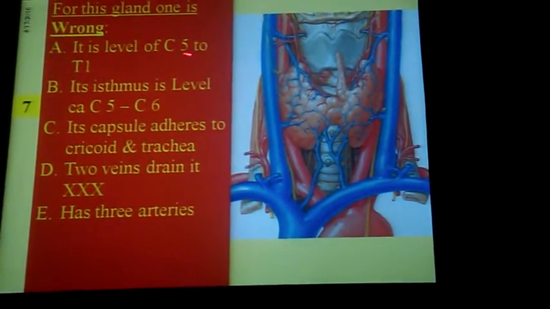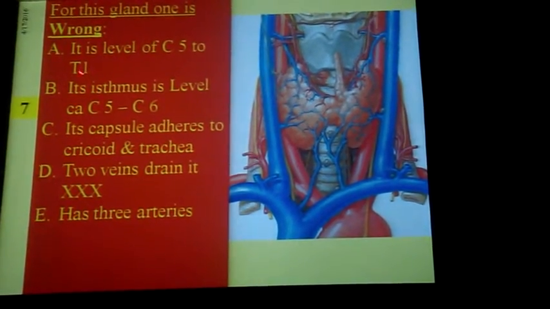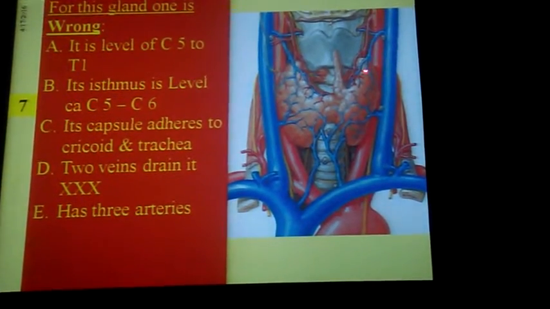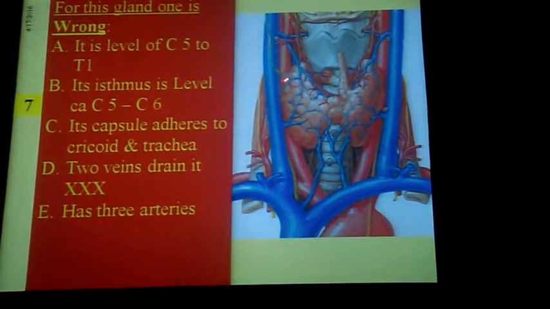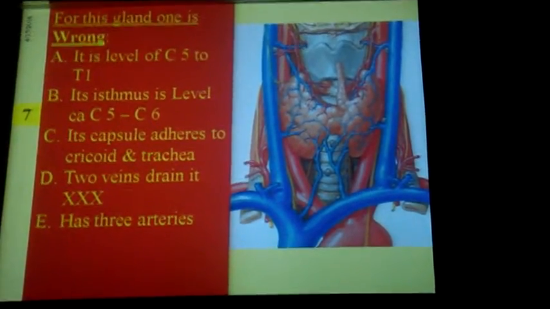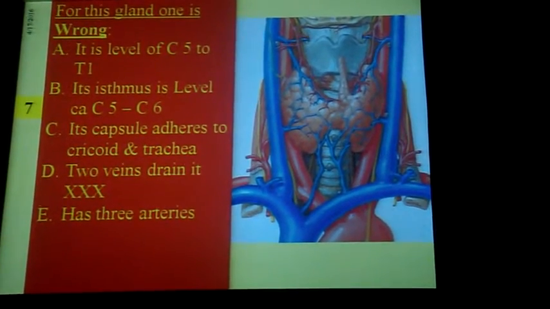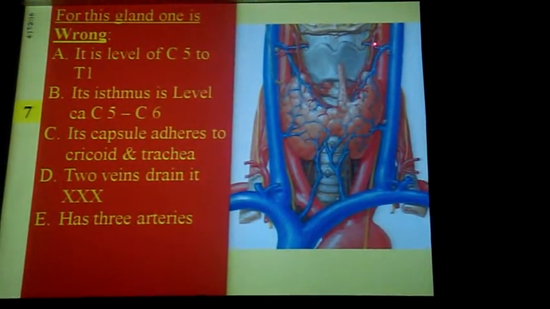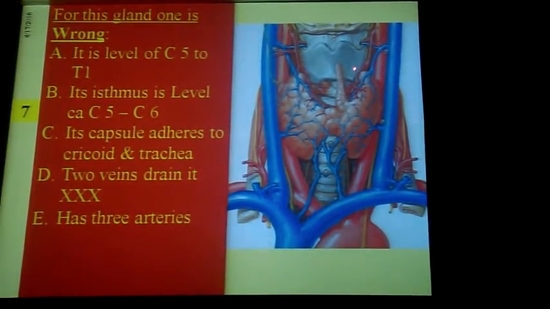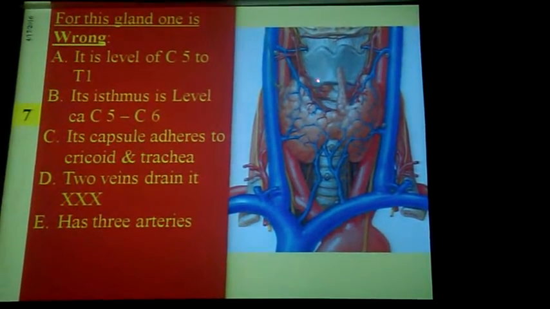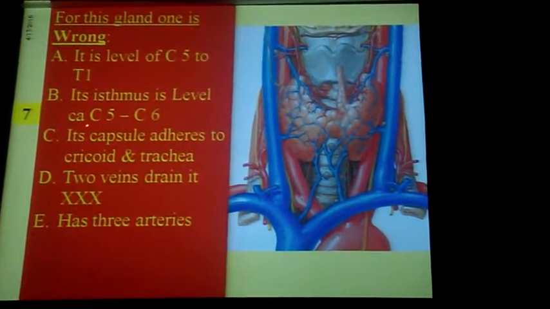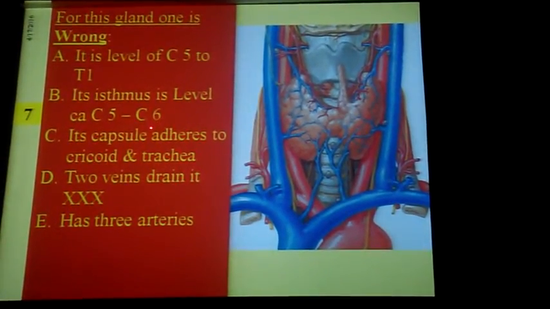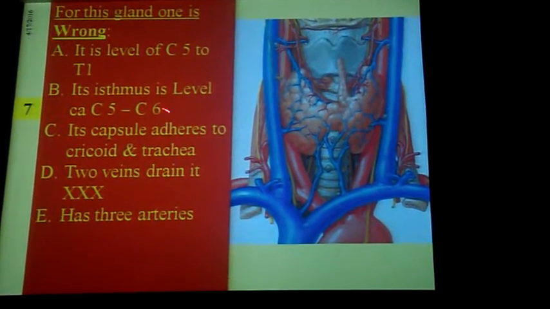Next. This is level of C5 to T1. Now, on the thyroid gland, the superior part of its either right or left lobe reaches the oblique line of the thyroid cartilage. If we follow the oblique line of the thyroid cartilage, it extends approximately from the upper border of the thyroid to the lower border of the thyroid cartilages. So the upper part is C5 and the lower part we can regard as C6 or slightly above C6. So this is correct.